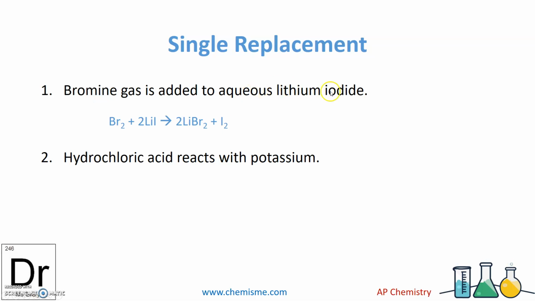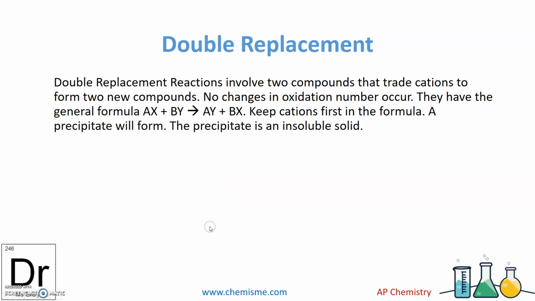Bromine gas and lithium iodide. Bromine and iodide are similar, in the same group, so they switch spots. So you can see bromine used to be alone as a nonmetal, now iodine is alone as a nonmetal. In hydrochloric acid with potassium, H and K are similar because they're both in group 1, so they switch places. The K used to be alone, now the H is alone. They don't go together because they're too similar.